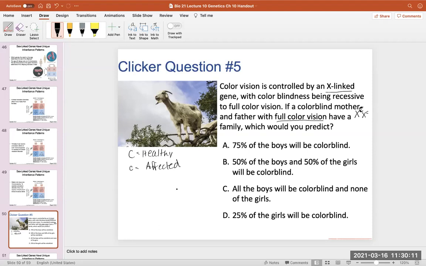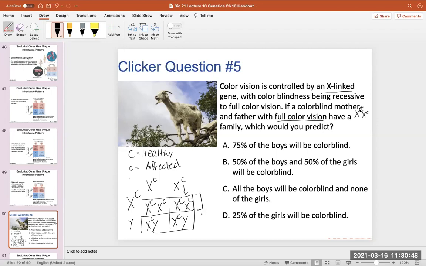So the mother is colorblind. That means she has little c, little c. The father is healthy. He has one big C and then Y. Then you do the Punnett square. You have big C and Y from the father, and little c from the mother. It goes down. Same thing here, you bring the little c down and Y, and then little c down and Y. These are the daughters, and these are the sons.